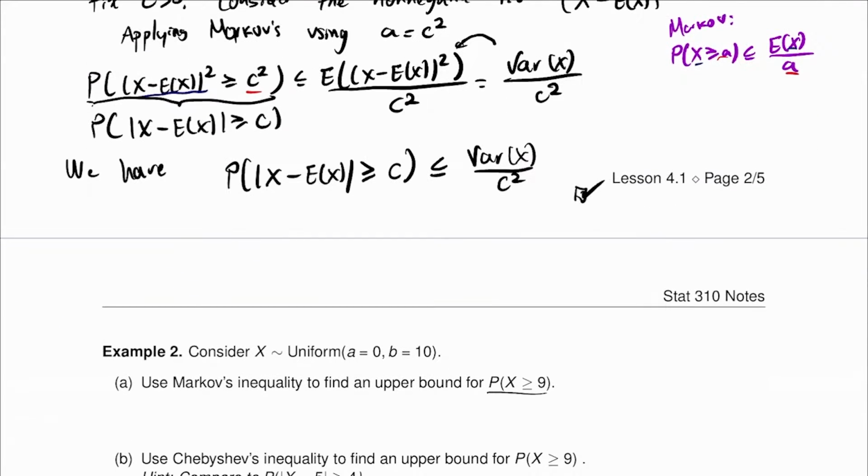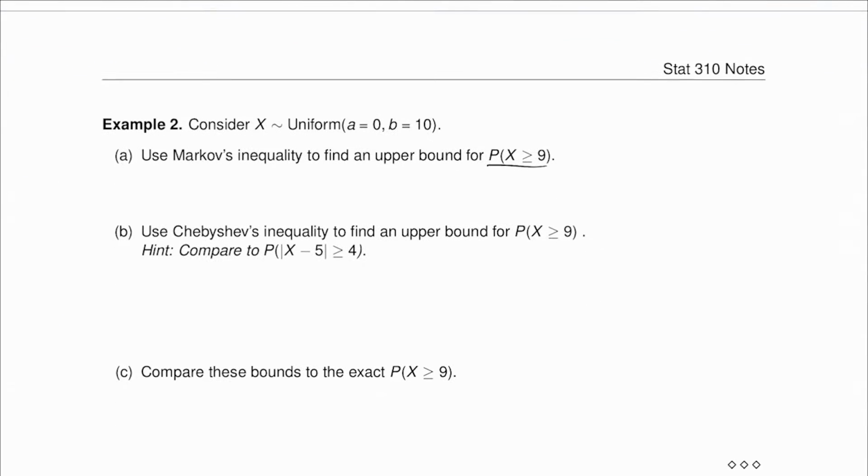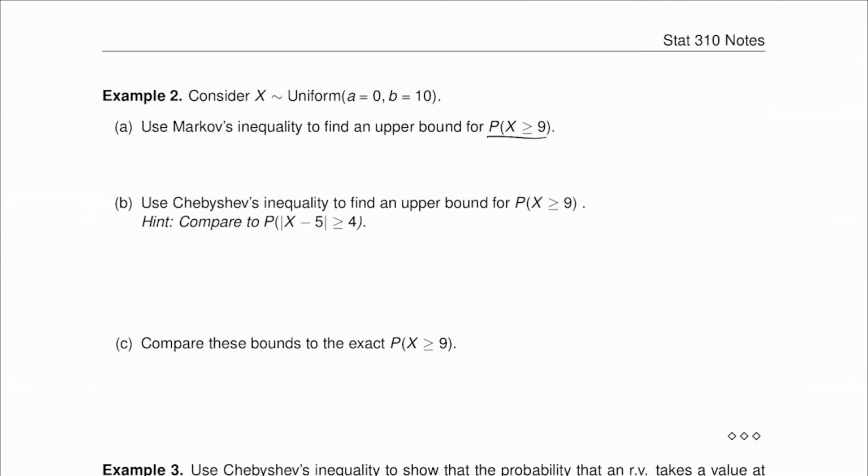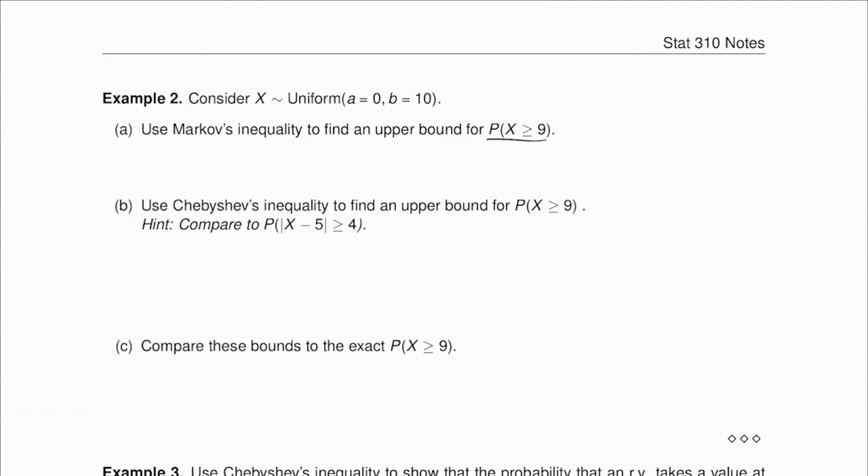Now let's see some examples. Consider that the random variable x is uniformly distributed in the interval a equal to 0 and b equal to 10. Use Markov's inequality to find an upper bound for this probability. We have that if x is uniform, the expected value of x is a plus b over 2. In this case, it is going to be 10 over 2, that is 5.